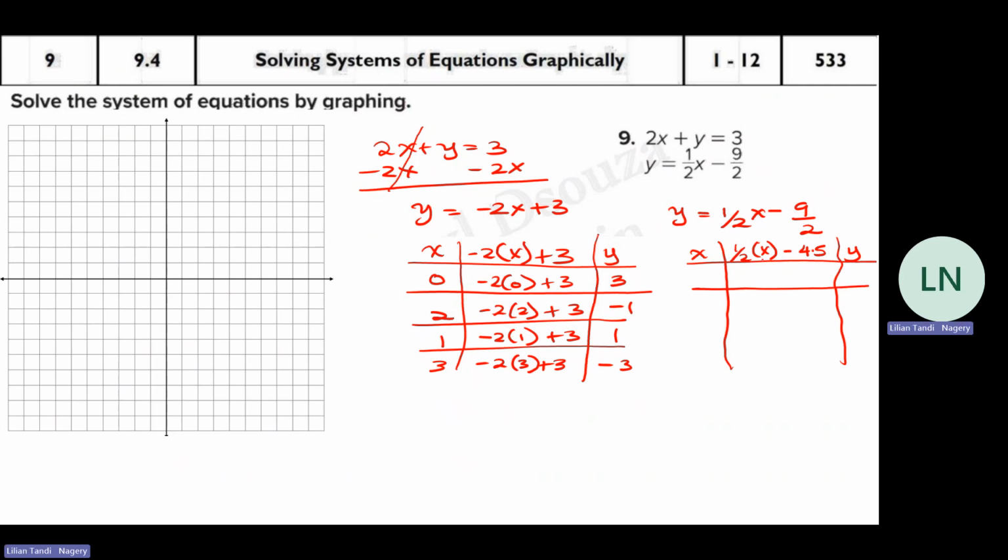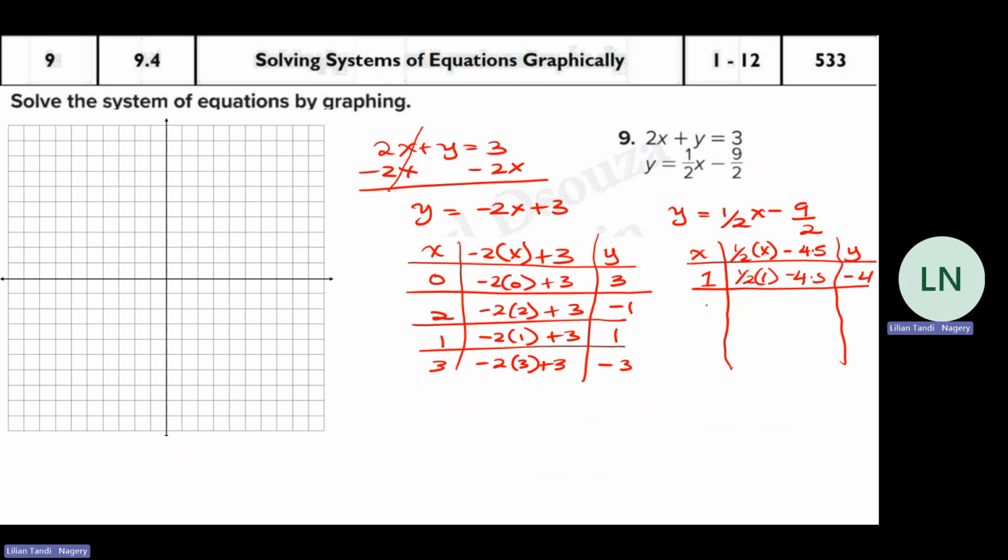So I said I'm not going to start with 0 because it's going to give me a decimal. So I said I need to do friends of numbers that will give me friends of half. But I also need a number that will remain with 0.5 so that I don't get a decimal. So I did 1. So half times 1 minus 4.5, that gives me negative 4.